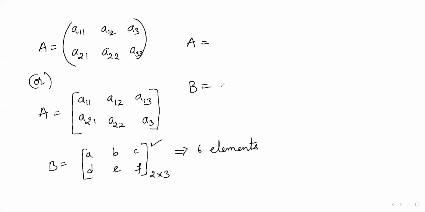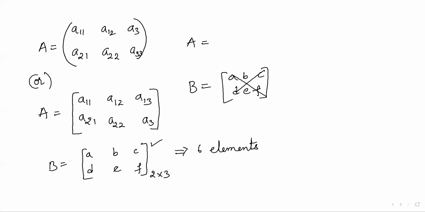If I have to write matrix B, how the students write is like this: A, B, C, D, E, F. If you write like this, it is wrong. You have to leave a gap between the elements, and write properly. So this is the representation of the matrix.